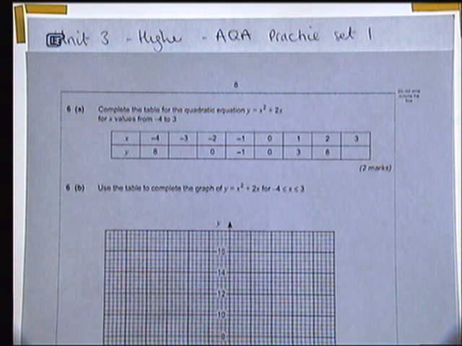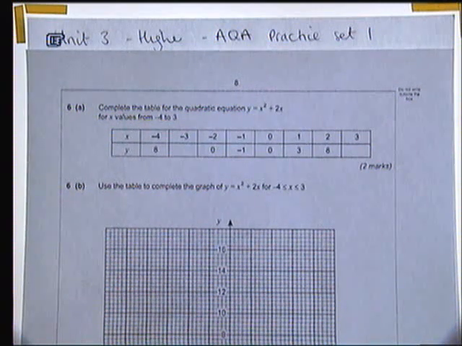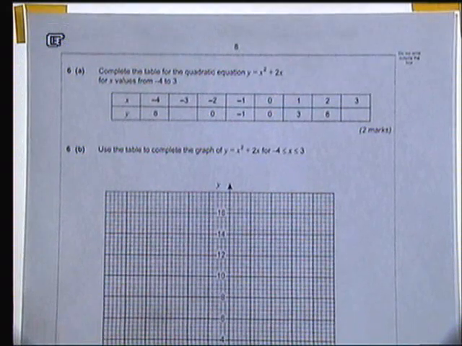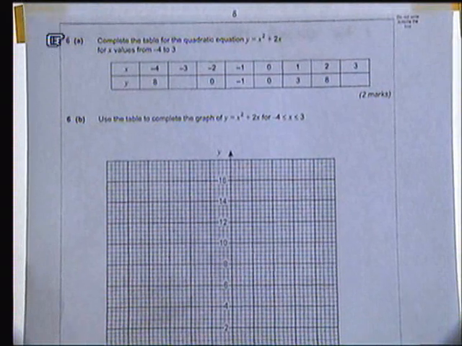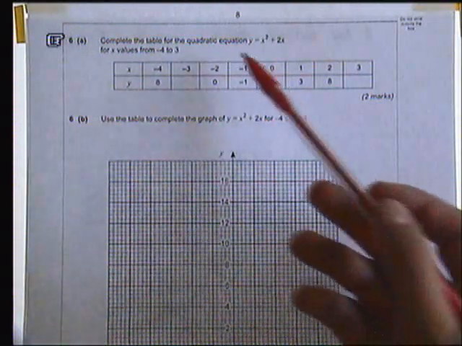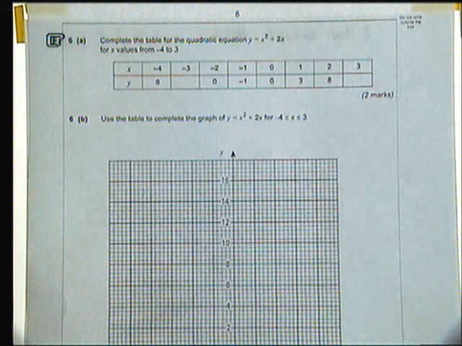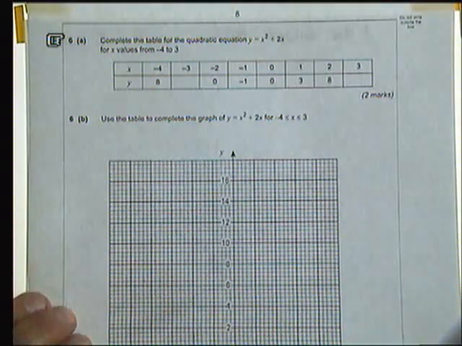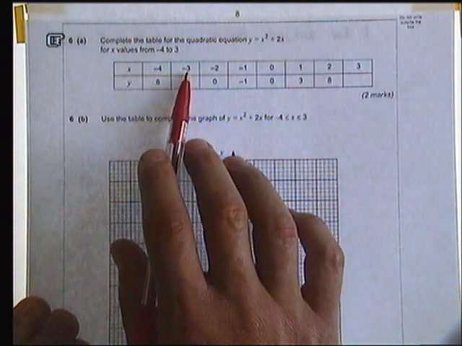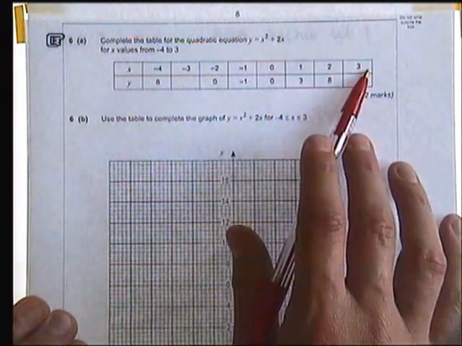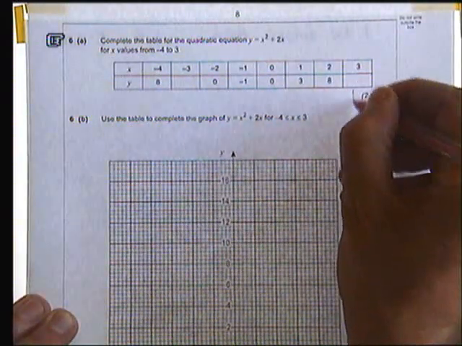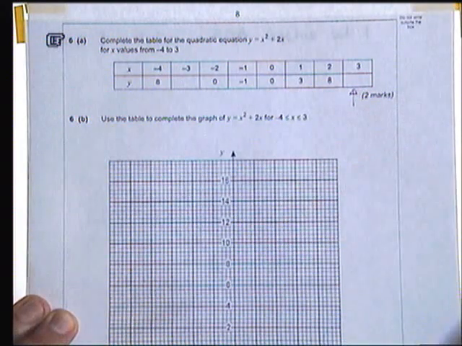Right, this is question number 6 from practice set 1 of the Unit 3 Higher papers produced by AQA. Just going to move this piece of paper up a little bit. It says, complete the table for the quadratic equation y equals x squared plus 2x for the x values from -4 to 3. Now, I'm going to start off choosing the positive of these two missing numbers because I quite like to work with positive numbers.